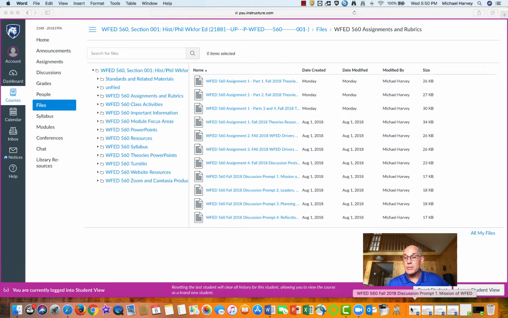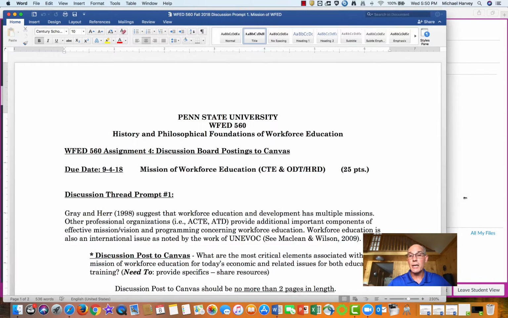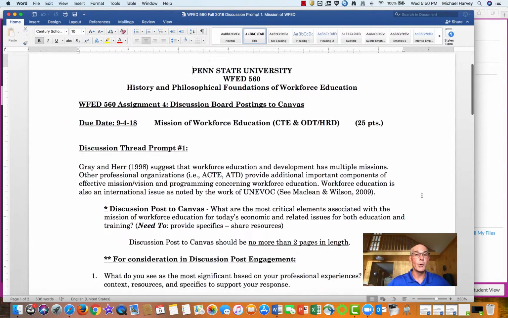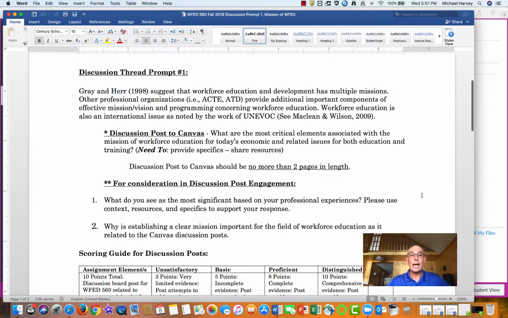And then what I want to do is just look at each of these very quickly just to show you, and then you can have a chance to take a look at these in more length. But Gray and Herr and others define clearly the mission of workforce education. It's very comprehensive. What I want you to do is to talk about what are the most critical elements associated with the mission of workforce ed for today's economy, and then talk about those issues both in education and training. That's a 2-page prompt that you post.